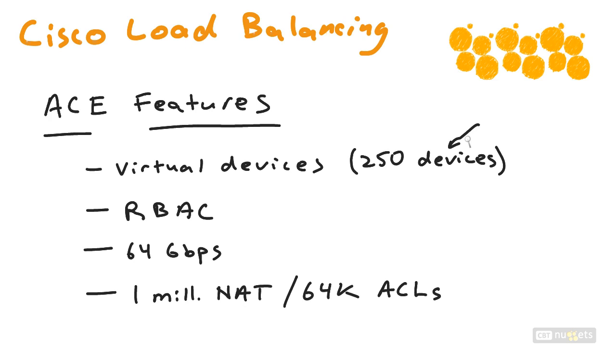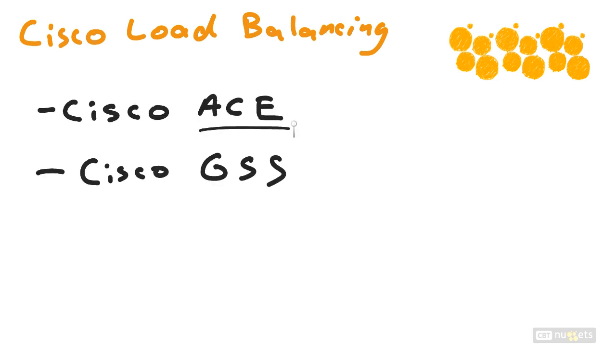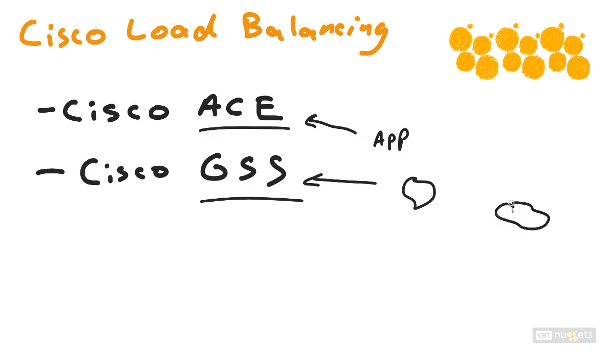data networks. We took a look at the application control engine and we took a look at the global site selector. Both options from Cisco systems for doing intense load balancing. One really focused on load balancing application traffic within a data center, and the other focused on load balancing application traffic from data center location to data center location. I sure hope this nugget has been informative for you, and I'd like to thank you for viewing.